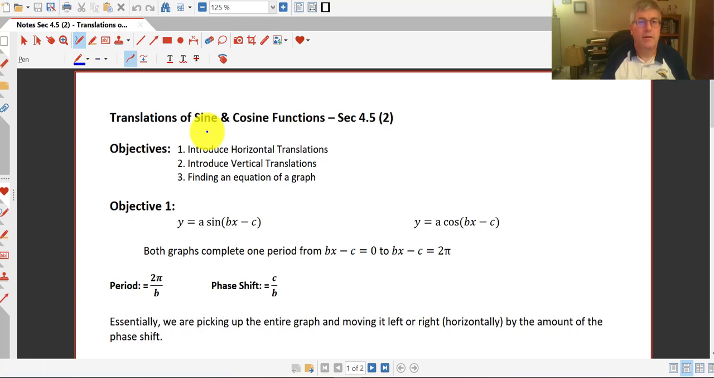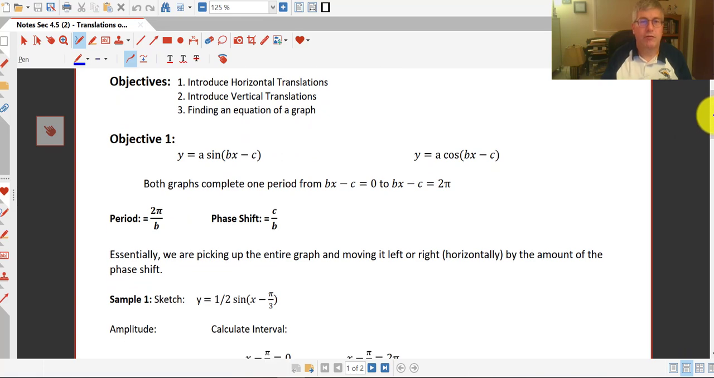Welcome back. The objectives of this video are to introduce horizontal translations and vertical translations of the sine and cosine graphs. We're also going to do an example of how to find an equation based on the graph.